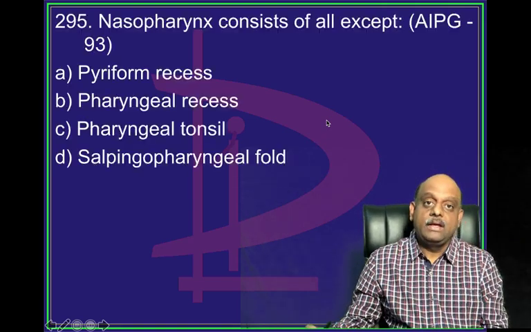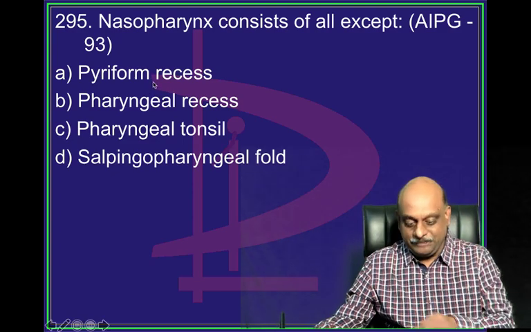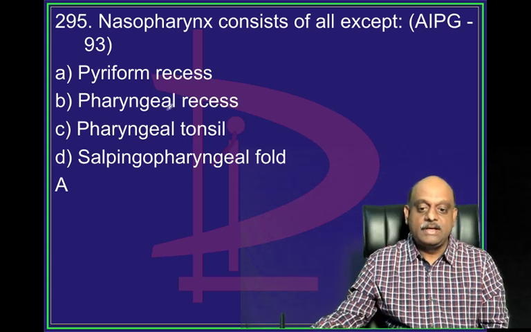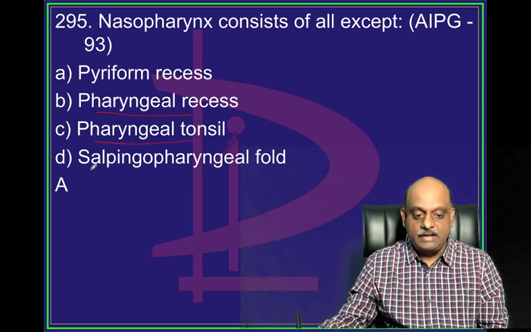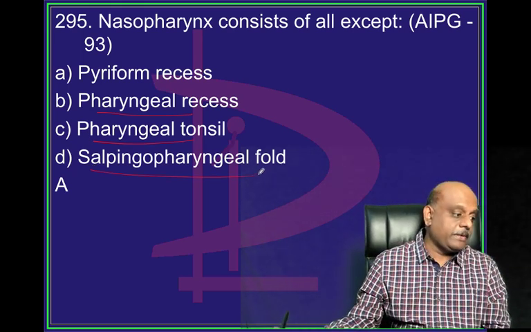Pharynx. Nasopharynx. What does it basically contain? Nasopharynx has pharyngeal recess, pharyngeal tonsil, and salpingopharyngeal fold is what you have to basically remember.